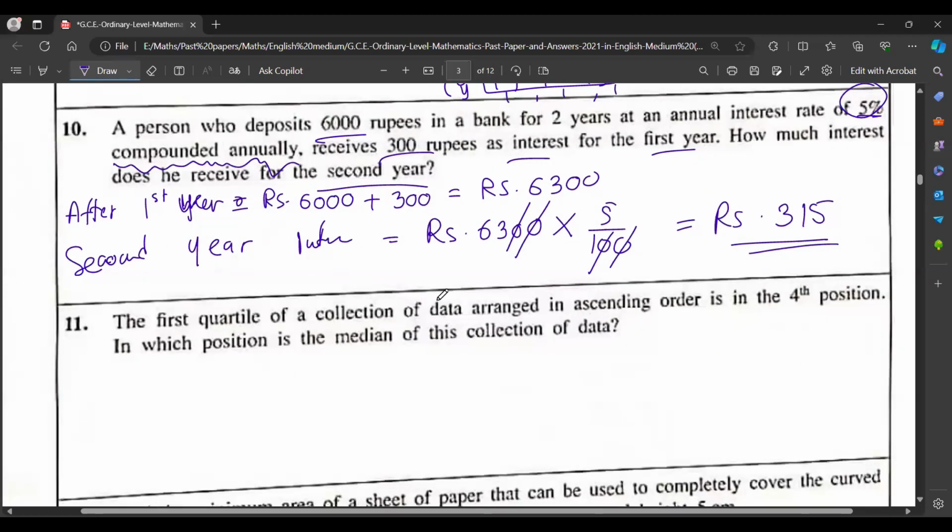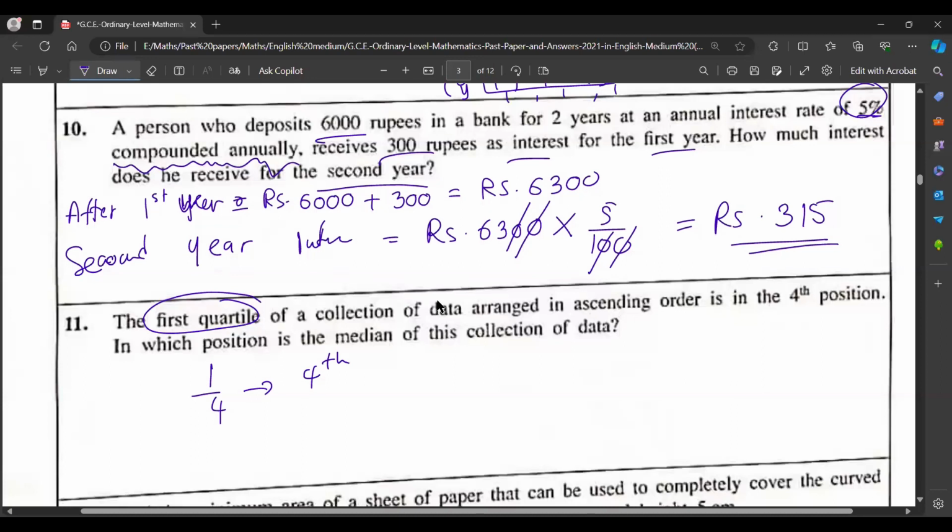Next, the first quartile of a collection of data arranged in ascending order is at the fourth position, and the median of the collection of data is at which position? Okay, the first quartile is at 1 over 4 place, 1 over 4 place, so the first quartile is arranged in ascending order at the fourth position.